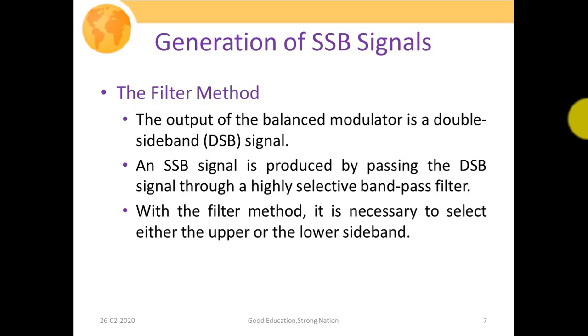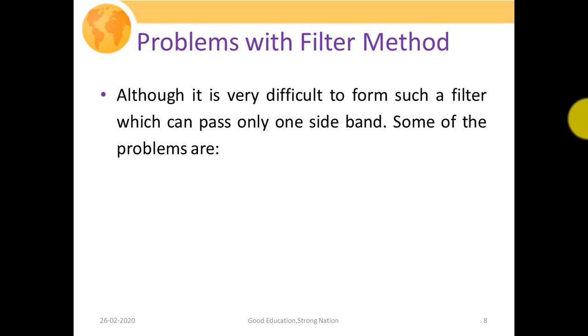So with this filter method, it is necessary to select either the upper sideband or lower sideband, as we have already discussed. Depending upon whether we pick the upper sideband or lower sideband, we will have two variants of the SSB-SC signal, that is upper sideband SSB signal or lower sideband SSB signal, as we discussed in our last lecture. Now we're going to discuss some of the problems associated with the filter method. It is very difficult to form such a filter which can pass only one sideband. I mean we are talking about a highly precise filter which has a very sharp cutoff and high selectivity.